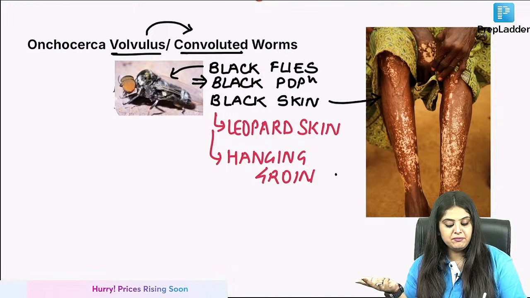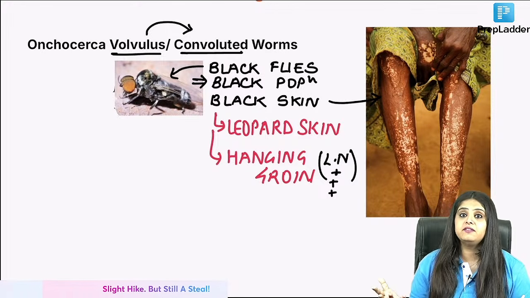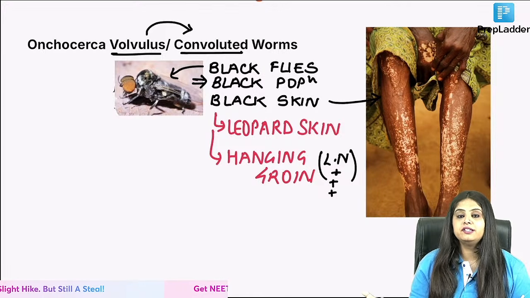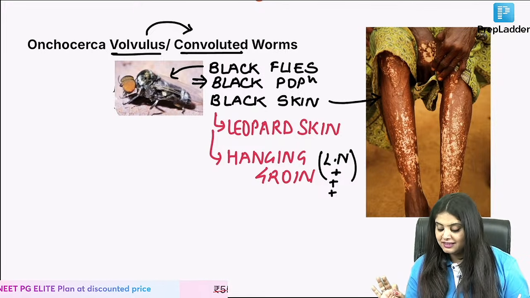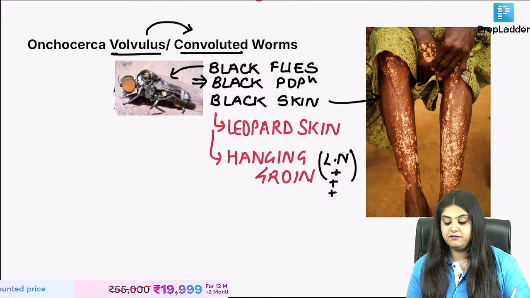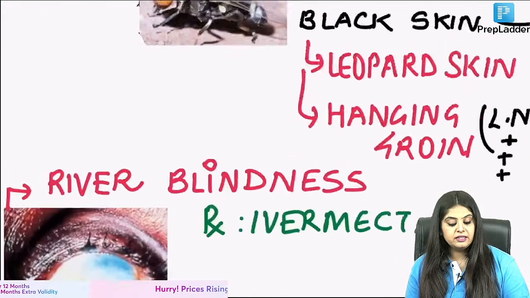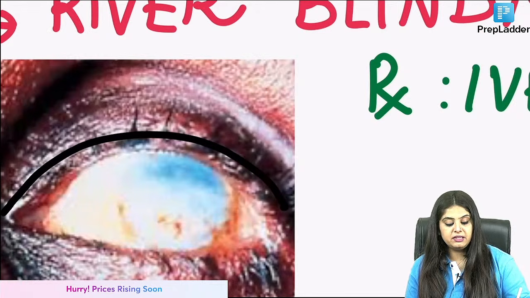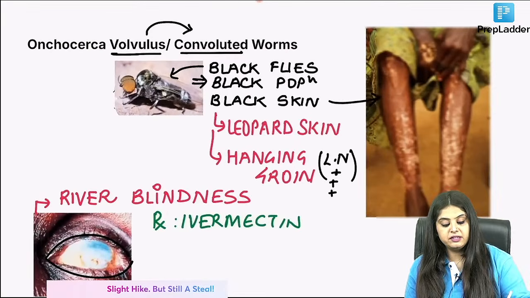Apart from that, ma'am, lymph nodes will enlarge in every disease, but in this the lymph nodes of the groin are very big. It looks as if the groin is hanging, so that is known as hanging groin. But very good, the eye is also involved, but what happens in the eye? Very good guys, river blindness. You can see there is an entire sclerosis. I mean the cornea is hardly visible. There is sclerosis present in river blindness.